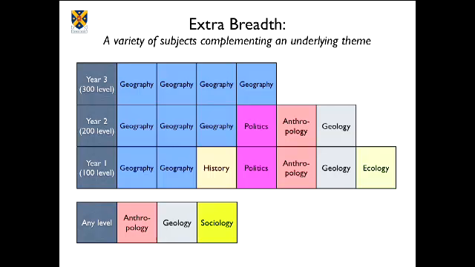So they've got history and politics and anthropology. They've got some science subjects. So you can have 5 science papers in your BA, just like you can have 5 commerce subjects. So they've got geology and ecology in their degree as well.